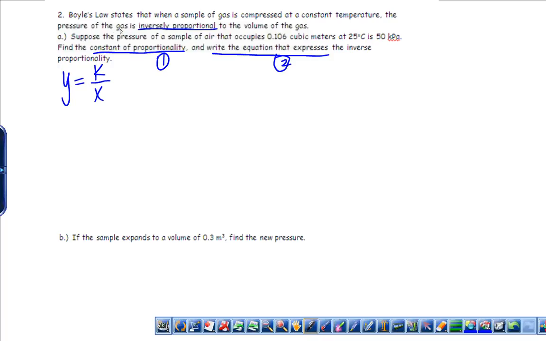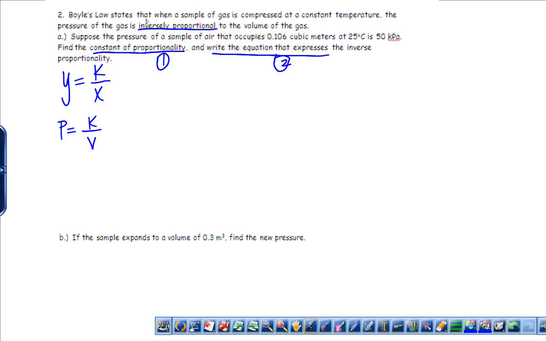It says the pressure of gas is inversely proportional. So how about we put in a P to represent our y. We still have our constant of proportionality to the volume of the gas. So this is going to be V.